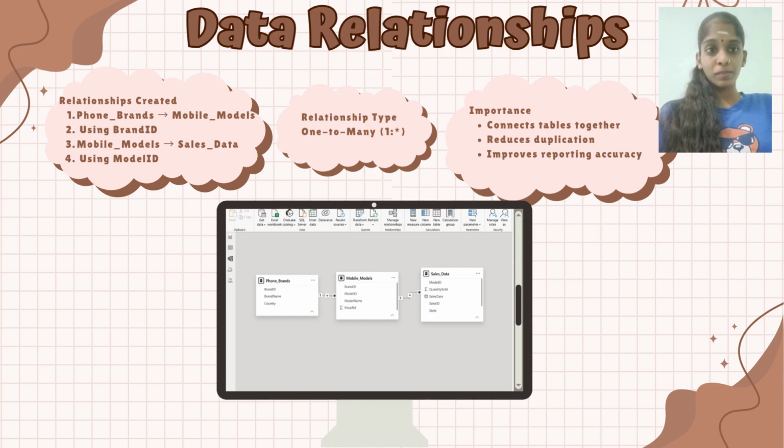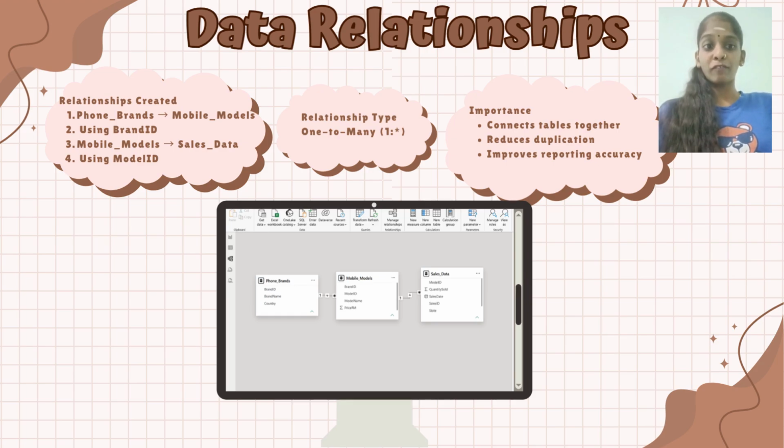Two relationships were created in this project. The first relationship is between the phone brands table and the mobile models table using brand ID. The second relationship is between the mobile models table and the sales data table using model ID. The relationship type used is one-to-many. This means one phone brand can have many mobile models and one mobile model can appear in many sales transactions.